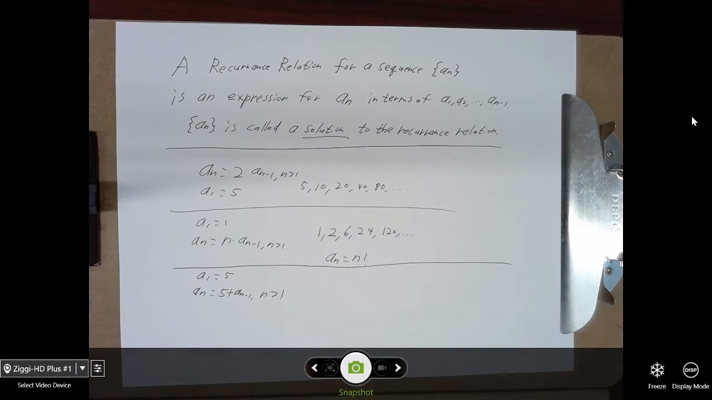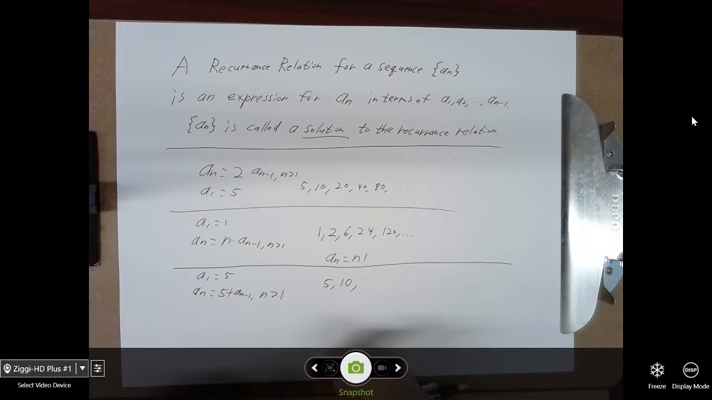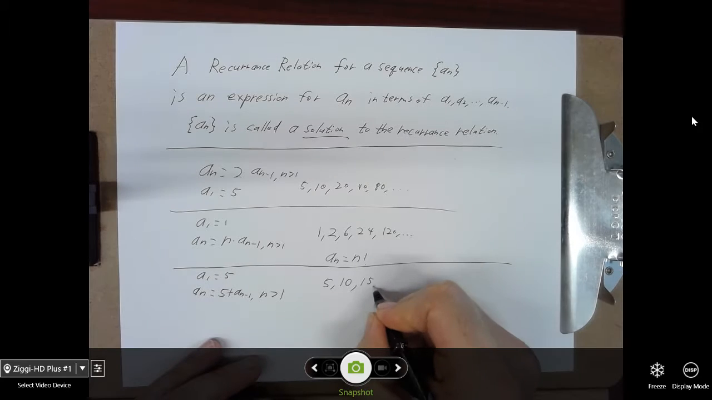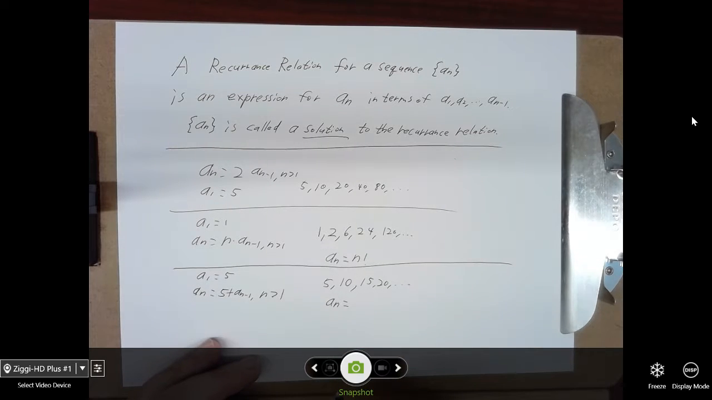How about a1 equals 5, an equals 5 plus an minus 1. So the first term is 5. What's the next term? 10. 5 plus the first term. What's the third term? So you got the pattern. So what's the formula here? Just 5 times n.